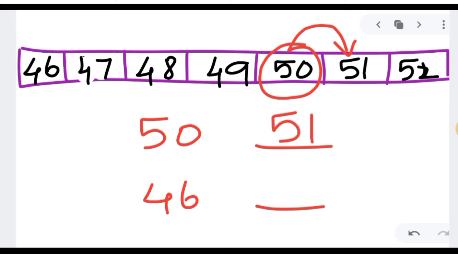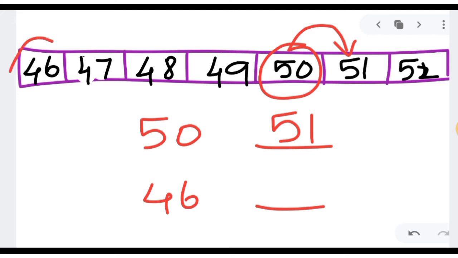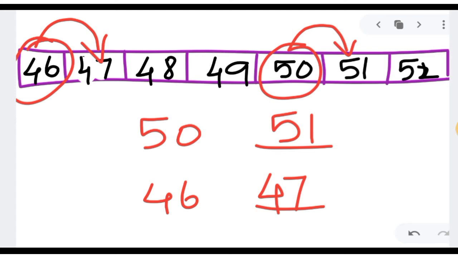51. Very good. Can you find out the number 46 in this grid? 46. So what is the next number? 47. So this is the after. So for after, what do we have to do? We should see the next number.